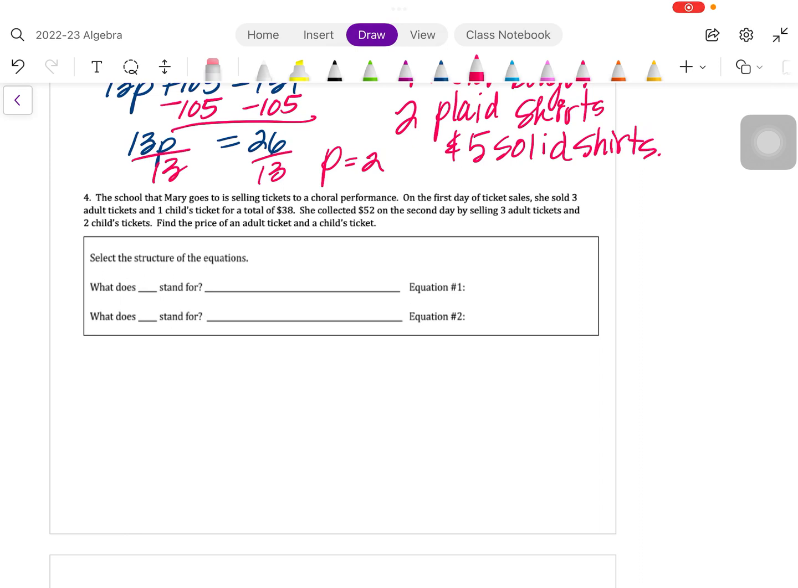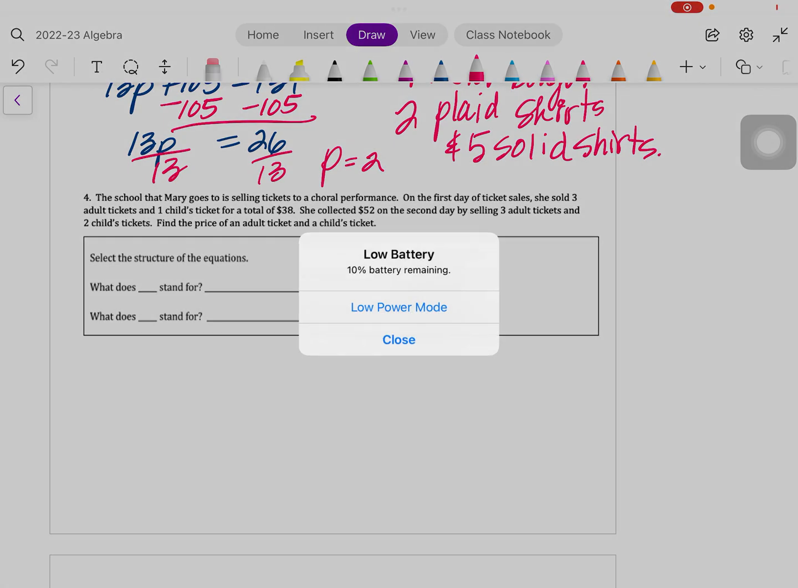Number 4 says, the school that Mary goes to is selling tickets for a choral performance. On the first day of ticket sales, she sold 3 adult tickets and 1 child ticket for a total of $38. She collected $52 on the second day by selling 3 adult tickets and 2 child tickets. Find the price of an adult ticket and a child ticket.